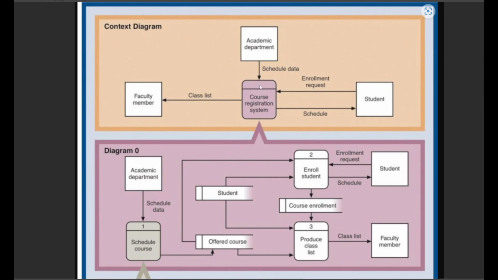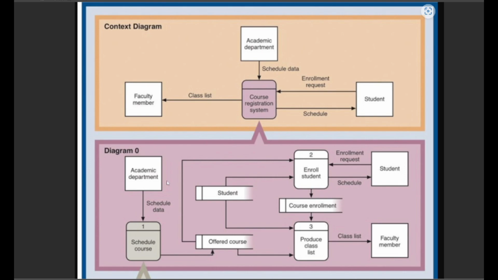So for example, we have here a faculty member that is involved in the usage of a course registration system, a student, and then the academic department. In this course registration system, we do not know how it works. So we have the diagram 0 to illustrate what happens inside this system itself.